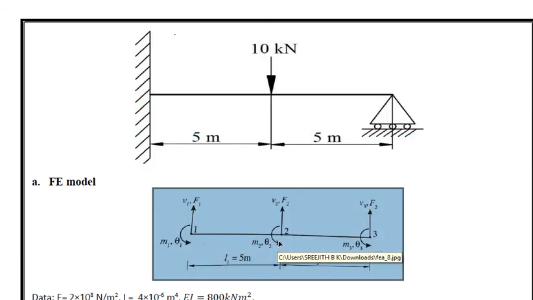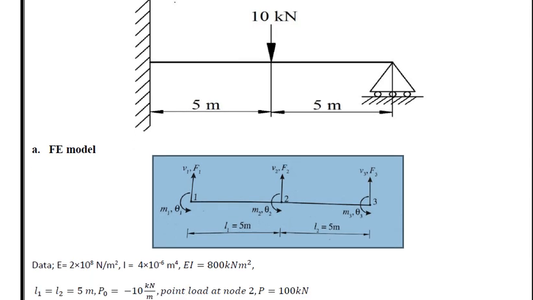As I told, the FE model contains two elements, element 1 and element 2. At each node there will be 2 degrees of freedom. So 3 nodes are there. The first element has 4 degrees of freedom. The second element has 4 degrees of freedom. So when we combine, the global stiffness matrix will have 6 degrees of freedom. Means at node 1, 2 degrees, at node 2, 2 degrees, at node 3, 2 degrees. Totally 6 degrees of freedom for the global.